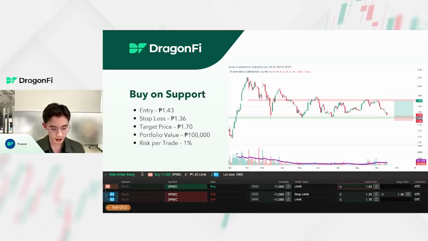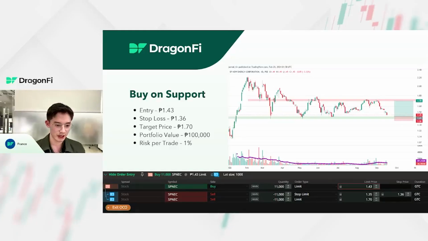So this is a good trade, and obviously in hindsight, you wouldn't have hit this, but while this was happening, it looked like an interesting sideways trade, because you would buy at support and sell at resistance, just following what SPNEC's chart is telling you, right?